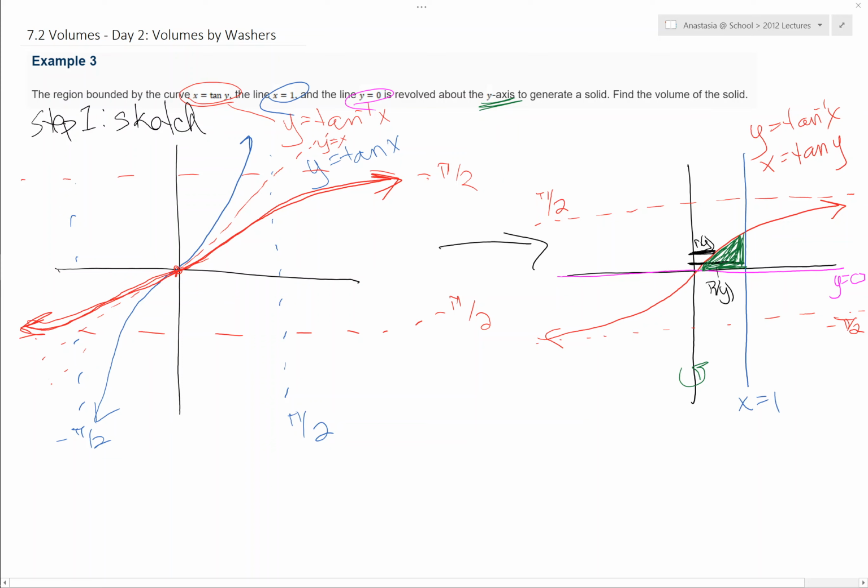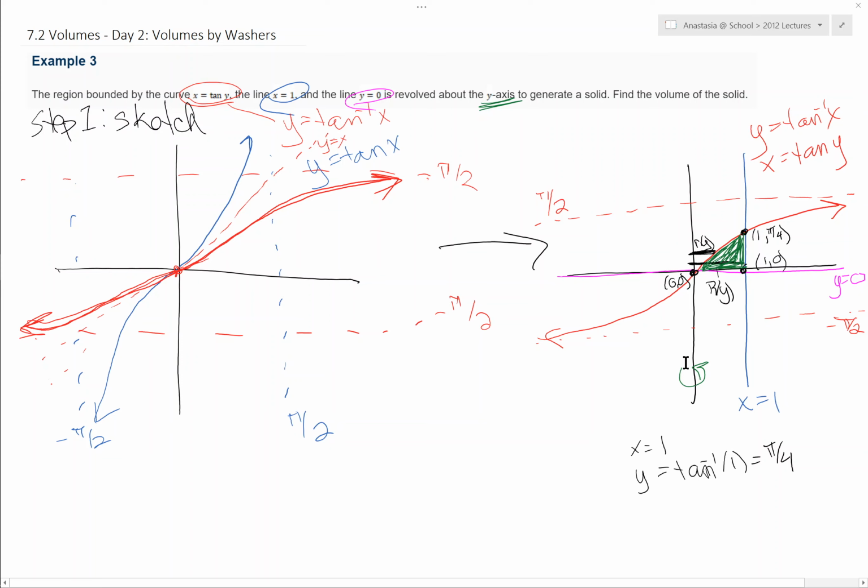We also should label our intersection points. So we have a point at the origin, 0, 0. We have a point when x is 1 and y is 0. And then our third intersection point, clearly that's when x is equal to 1. But if x is equal to 1, then y is equal to the inverse tangent of 1. So this is asking the question, what angle gives you a tangent value of 1? Well, that is pi over 4. So that means that this point is (1, pi over 4).